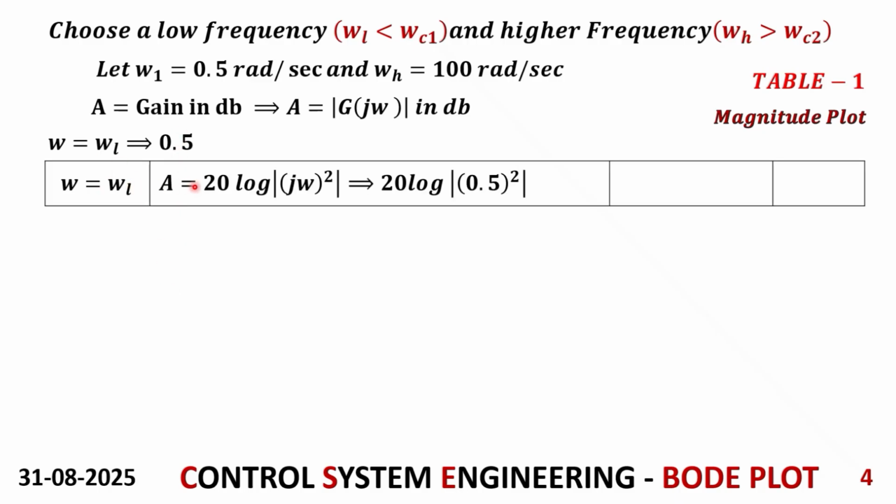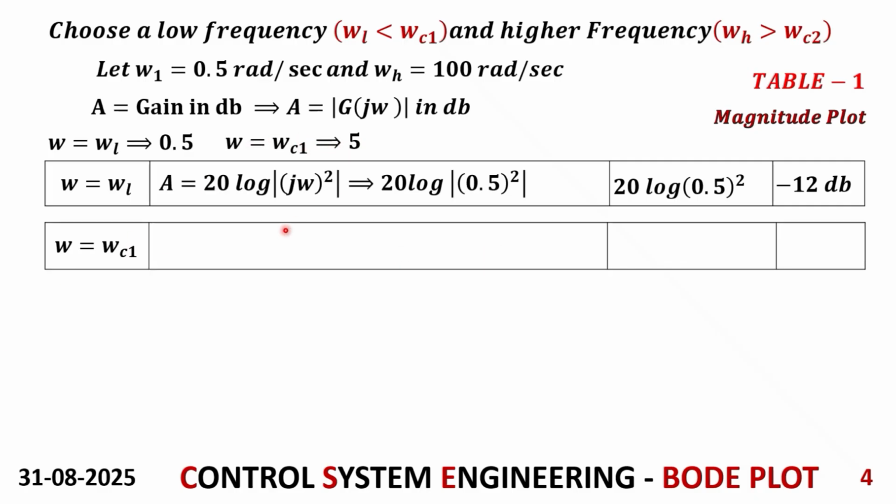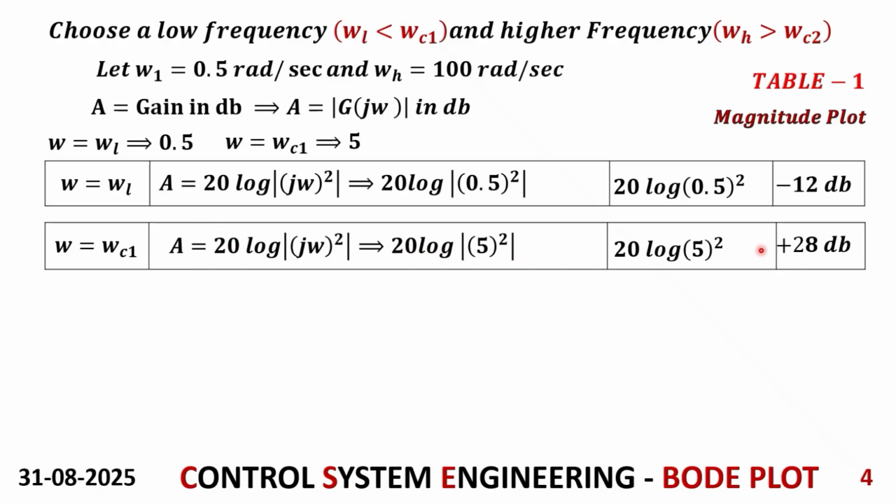Omega equal to omega L, A is equal to 20 log of G of j omega, so 20 log of 0.5 the whole square, so it is minus 12 dB. Second term, omega equal to omega c1 is equal to 5. So omega equal to omega c1, A is equal to 20 log of j omega the whole square, so 20 log of 5 square, so it is 28 decibel.